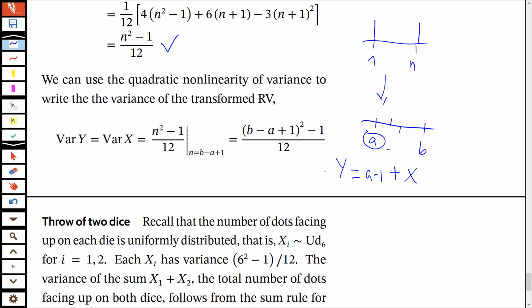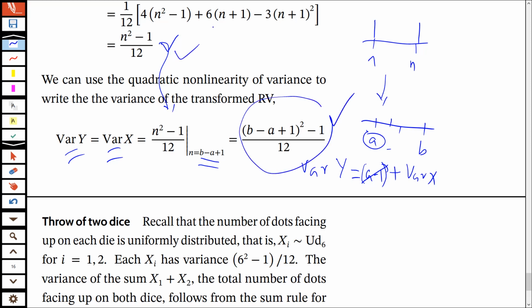So I just apply variance to this transformation. Now variance of y will be equal to variance of this deterministic quantity plus variance of x. I know variance of a deterministic quantity is 0, so variance of y is variance of x, and actually it's the same quantity. You simply need to plug n is equal to b minus a plus 1 and you have your formula. In most of the books you will see this formula, but in some books you will see this formula, depending on whether they use this form of the distribution.